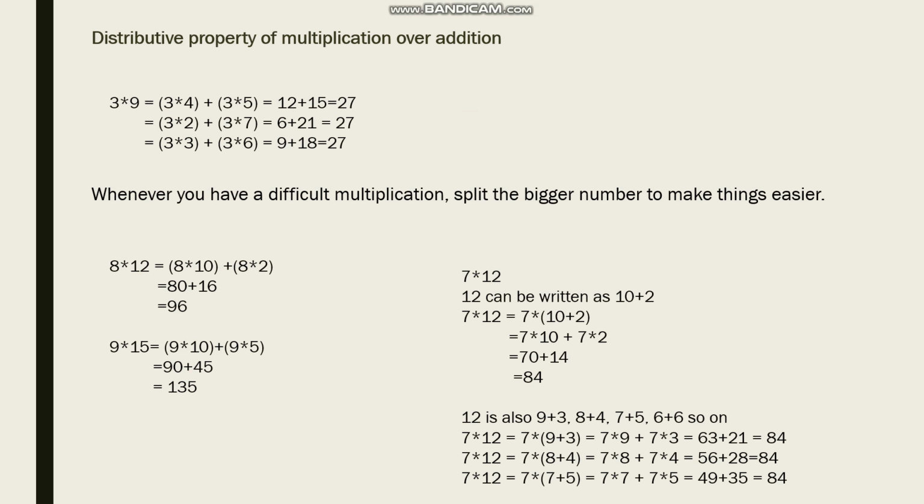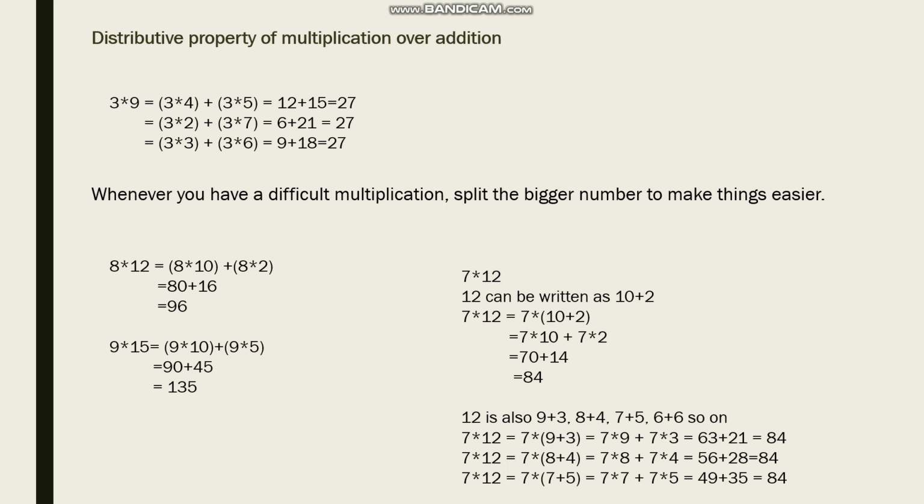So in the next step, that 9 I make as 2 and 7. So 3 into 2 plus 3 into 7, that gives 6 plus 21, which gives 27. So the next, that 9 again I make as 3 and 6. So here 3 into 3 plus 3 into 6, which gives 9 plus 18, that will give 27.